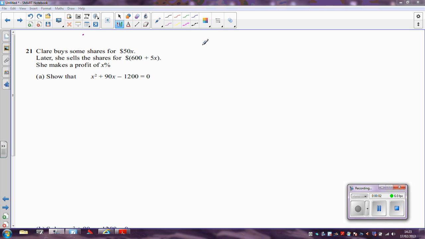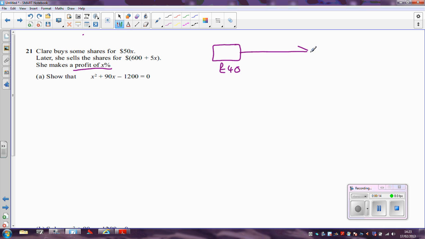First of all, for this question, you need to understand what profit means, particularly profit given as a percentage. So let's choose a simple example. Let's say you buy something and it costs you £40. And then a little later you sell it, and you sell it for £50.